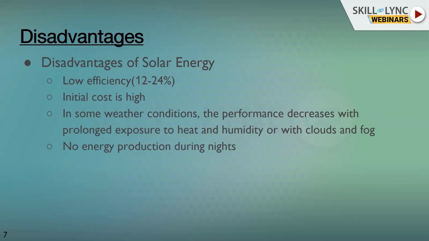If we come to the thermal power plant, its efficiency is like 70 to 90%. For solar energy, it is only 12 to 24%. For wind, it is up to about 35%. In some weather conditions, like the rainy season when it is raining, it will generate low power. And at night there is no sun, so there is no generation from the solar panels. These are the basic disadvantages of solar energy.